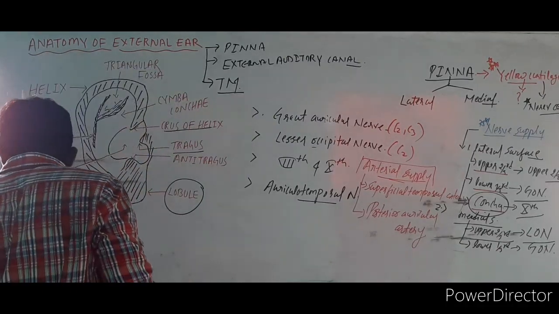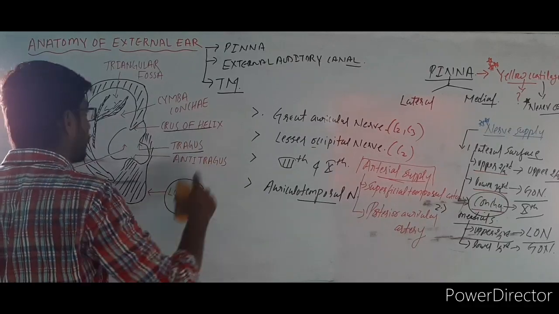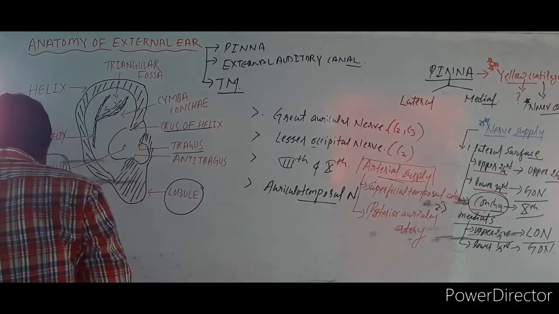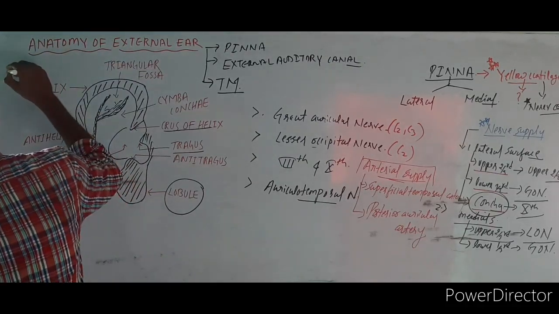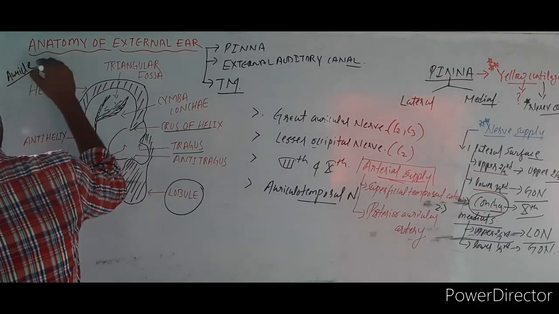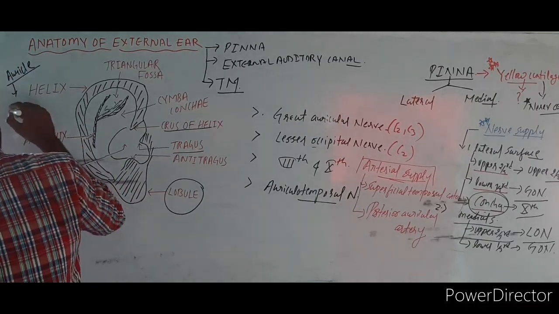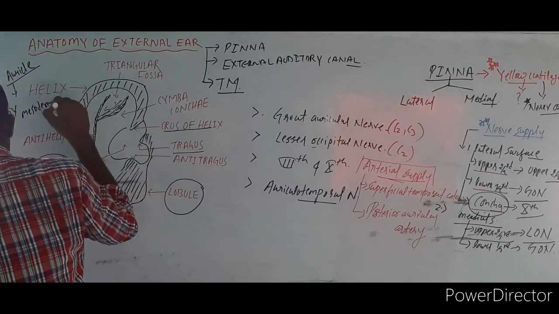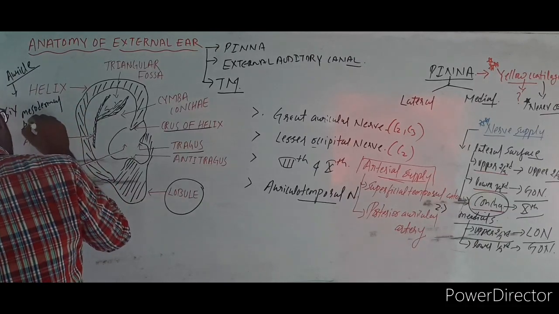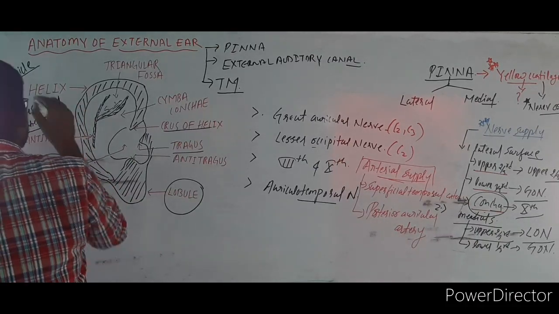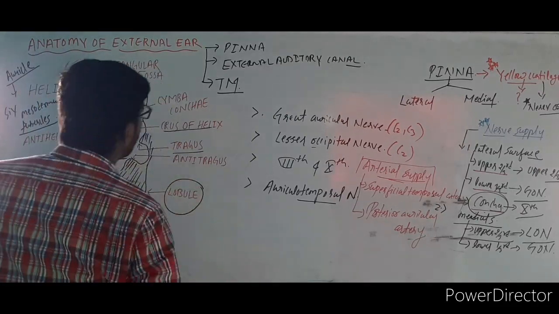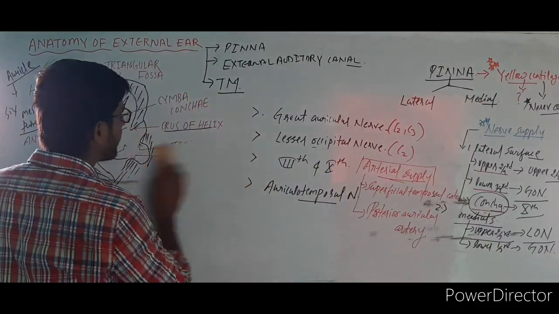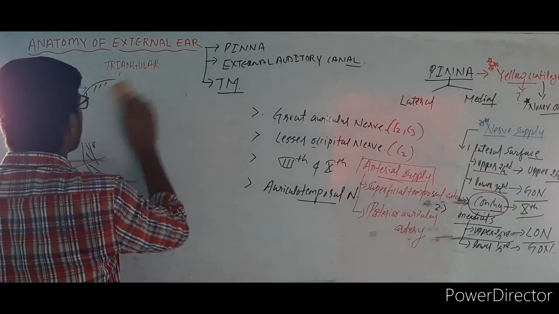Now we are moving on to the external auditory canal. Can you tell me what is the embryology of the auricle? I am writing here, auricle. What is the embryology? It's a very common question. So, six mesodermal tubercles. Okay, so this is the embryology of the auricle. You should remember the nerve supply of the pinna and artery supply of the pinna.